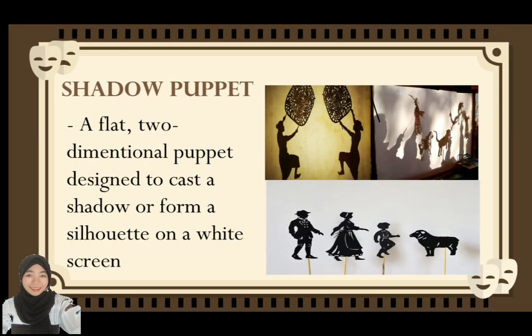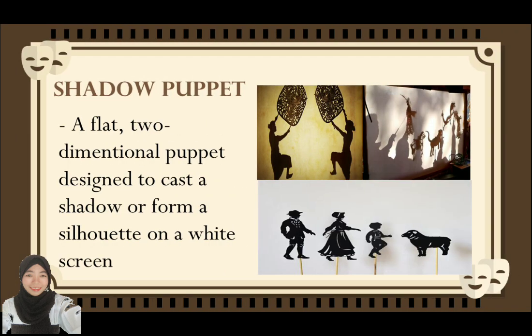The next one, we have shadow puppet: a flat two-dimensional puppet designed to cast a shadow or form a silhouette on a white screen.